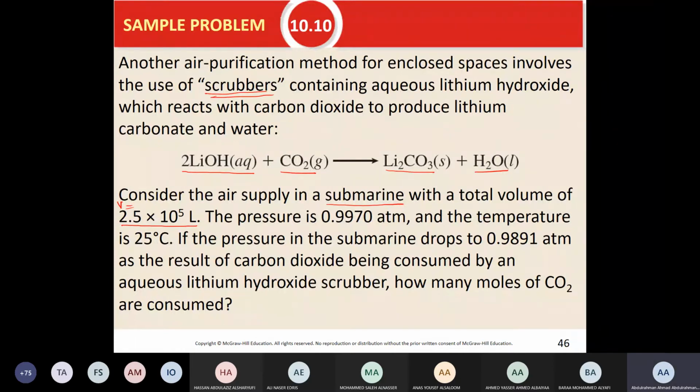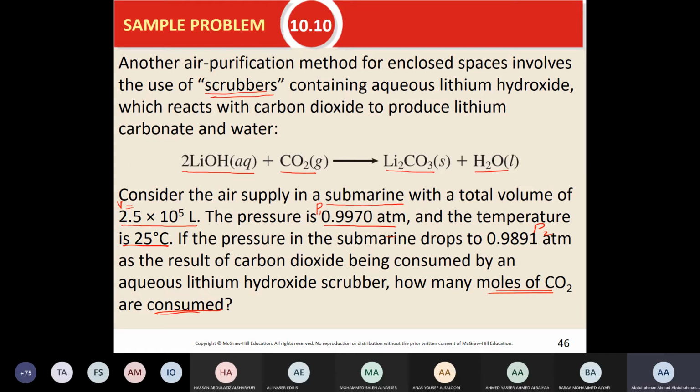The pressure is 0.9970 atmosphere, and the temperature is 25. This is P1 and this is P2. If the pressure in the submarine dropped to 0.9891 atm as a result of carbon dioxide being consumed by the aqueous lithium hydroxide scrubber, how many moles of CO2 are consumed?